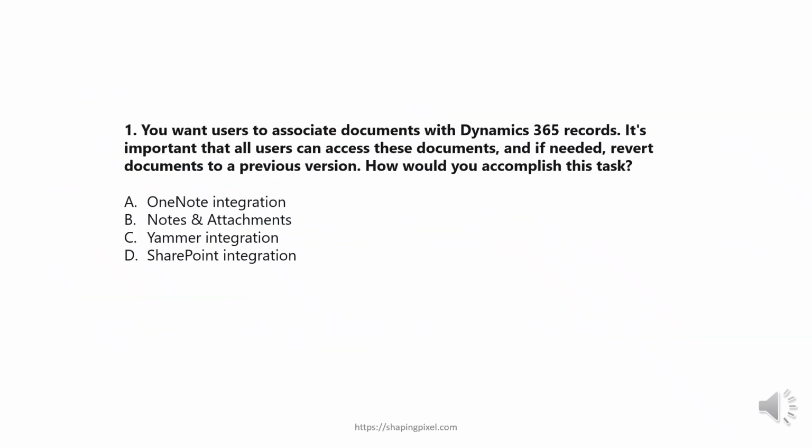You want users to associate documents with Dynamics 365 records. It's important that all users can access these documents, and if needed, revert documents to a previous version. How would you accomplish this task? OneNote integration, notes and attachments, Yammer integration, SharePoint integration. Correct answer is option D.